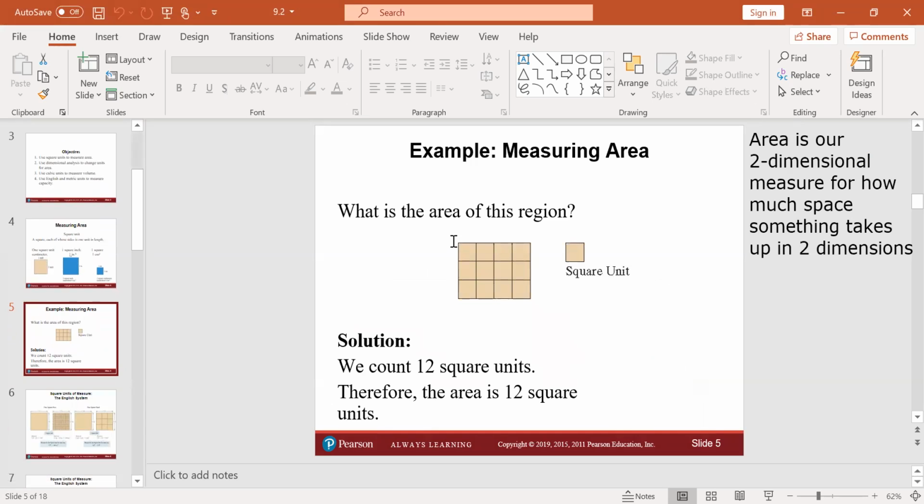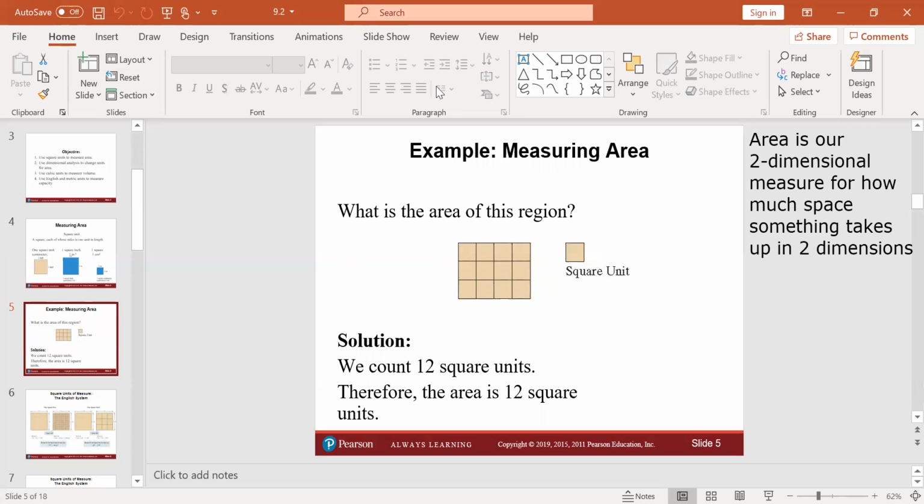So check this region out. Check out this rectangular region here. We see that we can fit exactly, well, 3 times 4 is 12. We can fit 12 square units in this. If it was inches, this would be 3 inches by 4 inches up here.